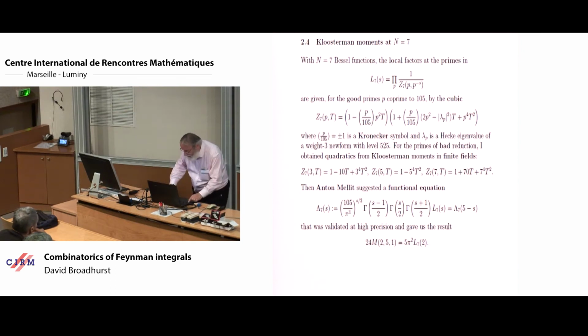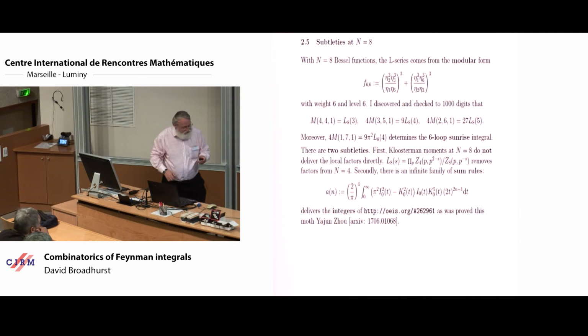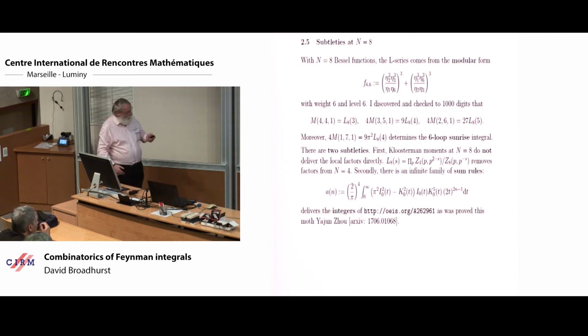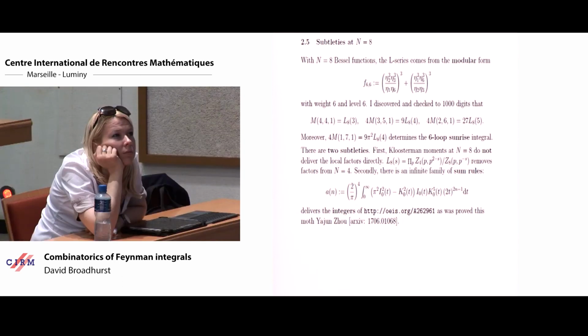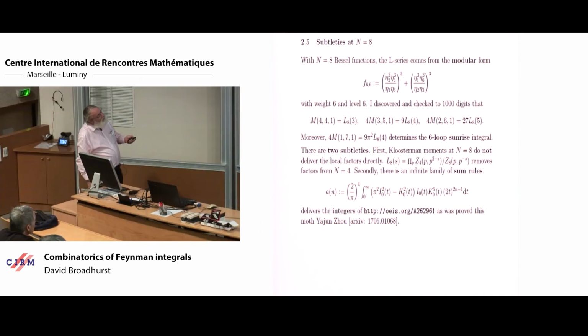They come back at 6 loops with 8 Bessel functions, and this will be relevant to the magnetic moment of the electron, 1 loop further than we've managed to investigate it so far. And here, out of these eta products, I make a modular form of weight 6 and conductor 6. I have 8 Bessel functions. Here's a sunrise diagram, which is pi squared, which I expect to have weight 6, and it's pi squared times the L function at 4, and then I cut lines and get it at 5, and at 4, and at 3. And also, down here, there's some extra sophistications.